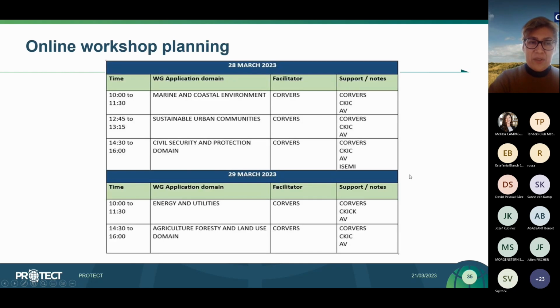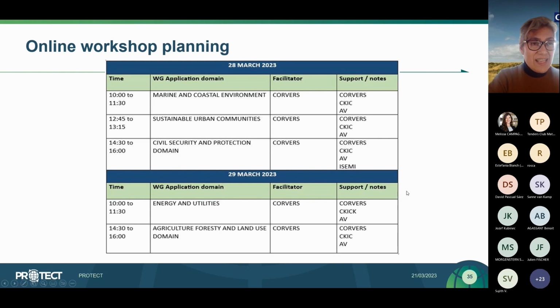This is the planning for the workshops. I again repeat, it is March. I will have a lapsus linguae with that, but here you see the time schedule for each of the working groups in the application domains. We will be facilitating these workshops, but our partners of the consortium will also support the workshops to enlighten us on climate services and on Earth observation aspects.